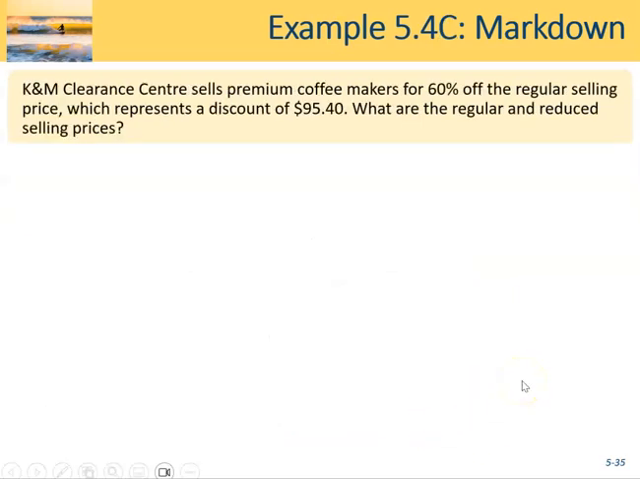Here's another example. K&M Clearance Center sells premium coffee makers for 60% off the regular selling price, which represents a discount of $95.40. That's the discount. Must be a really good coffee maker. What are the regular and reduced selling prices?